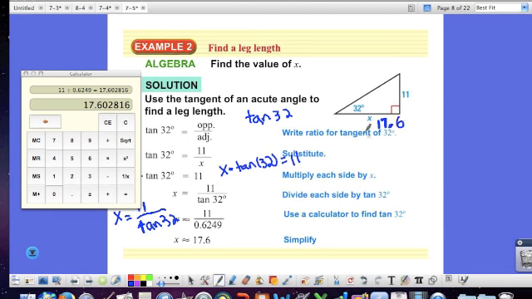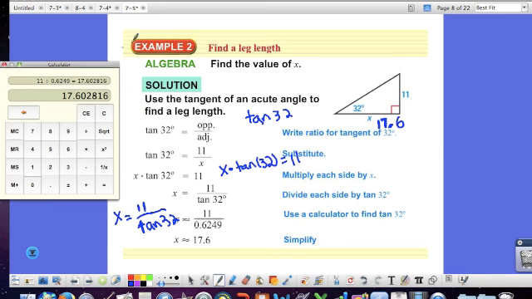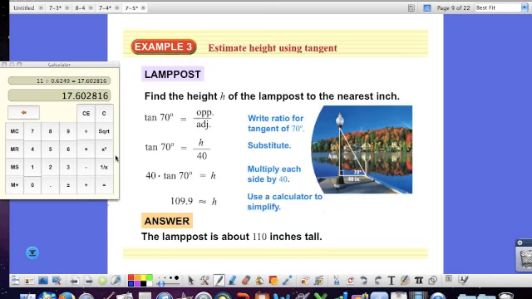So for some reason, when I'm recording these, the sound keeps cutting out on the recording. So rather than re-recording everything, I just have the video. I'm going to talk over it, and I can record in iMovie the sound. So we had this problem, the length was 17.6.